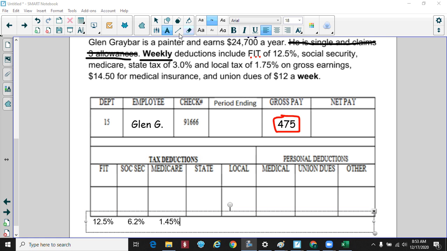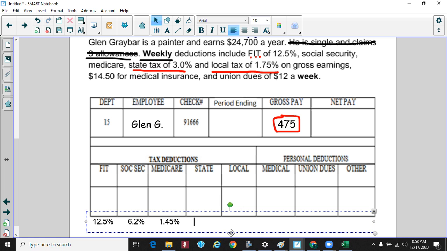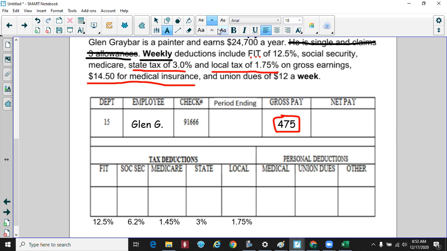Okay, so let's keep going. Here we go. The state tax is 3%, and the local tax is 1.75. Just for labeling purposes, state tax is 3%, and the local tax is 1.75%. For this particular question, it tells us that 1450 will be taken out for medical insurance. So for medical insurance, we're going to write 1450 here. And union dues are 12 bucks a week, so union dues are $12 a week.